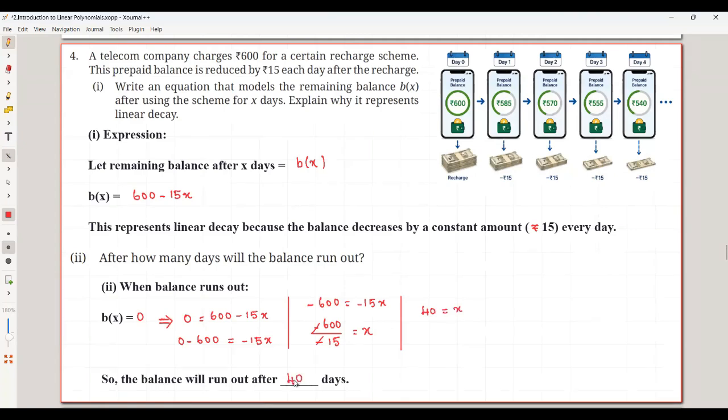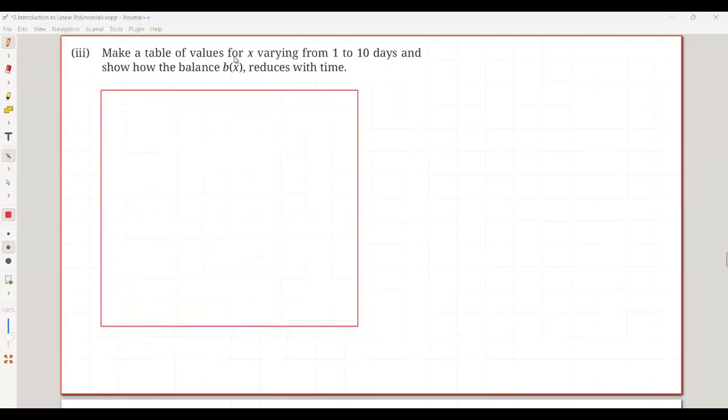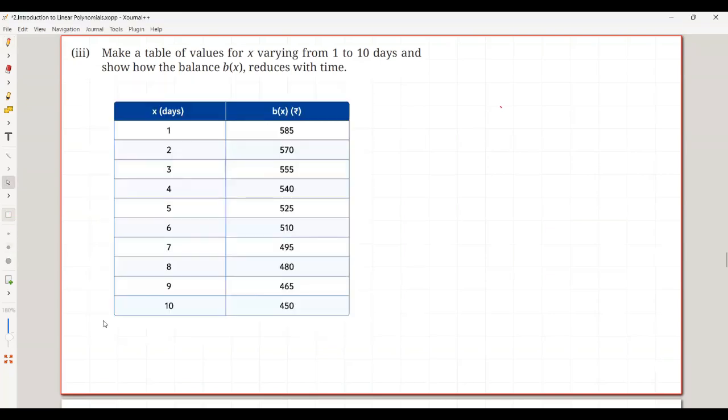After 40 days. Now make a table of values for x varying from 1 to 10 days and show how the balance reduces with time. Here also we have to form a tabular column. Here they are asking from day 1, 2, 3, not from 0. After 1 day, the balance is 585.